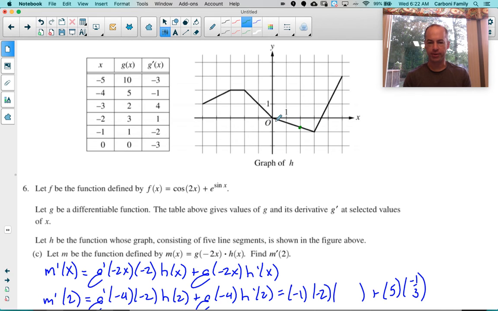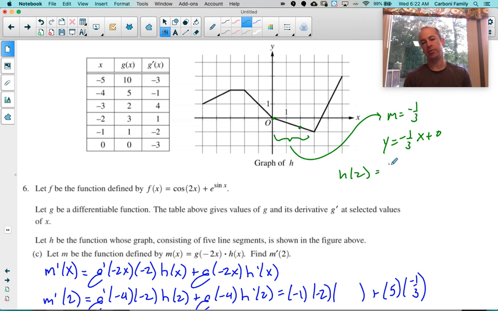So I can't decide how I want to do this. One way, and it does take a little bit longer, would be to find the actual equation of that section of h. Right here, I already know that the slope of that line is negative 1/3. And I can look at this piece and see that the y-intercept of that segment is 0. So I could write this as negative 1/3 x plus 0. Then if I want to know h of 2, that would be negative 1/3 times 2 plus 0, or negative 2/3. So you can get that exact value.